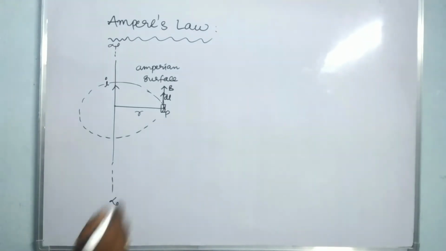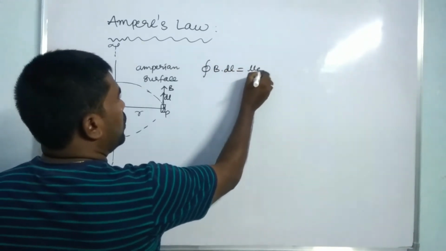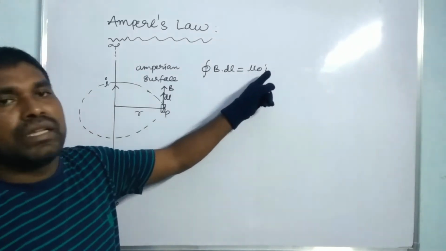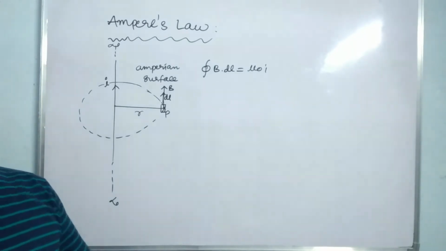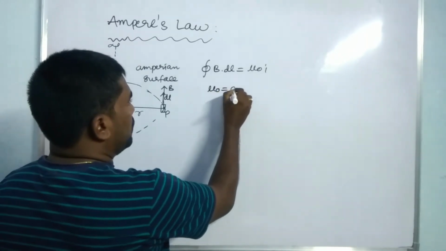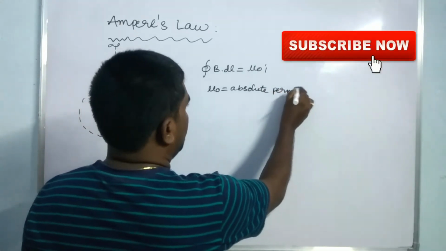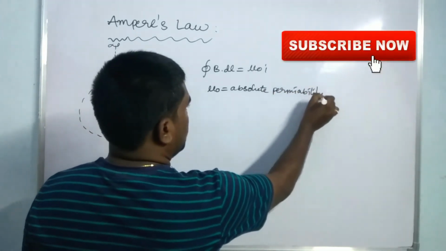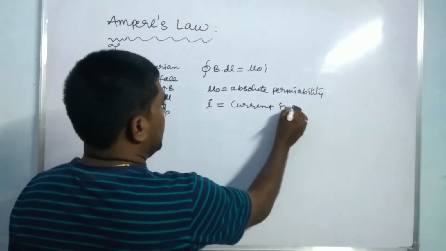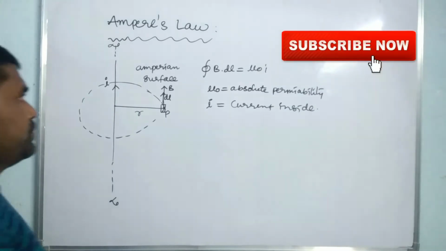Now according to Ampere's law, the circle integral of B dot dl is equal to mu naught I, where mu naught is the absolute permeability, and I is the current inside of the surface.